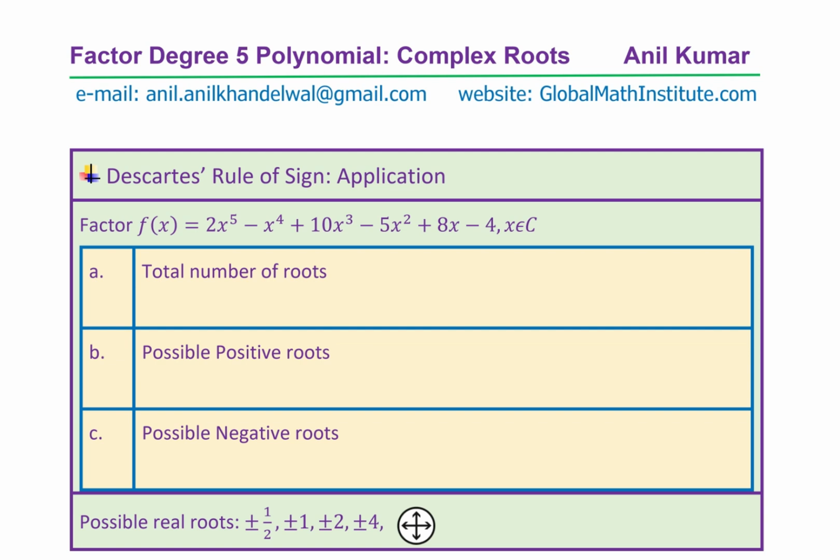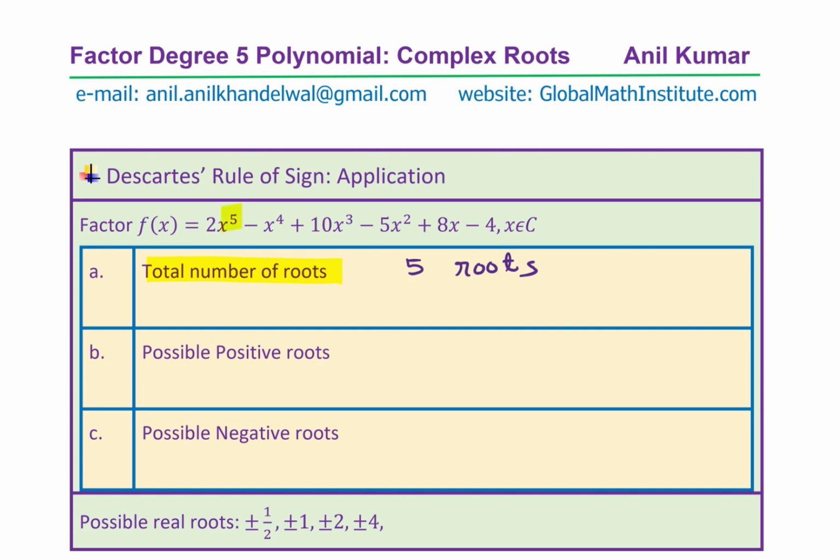Now, knowing Descartes' rule helps us to figure out from where to try, which value to try, right? That's kind of important. And that is the shortcut method which we're talking about. So here is our function, which is 2x to the power of 5 minus x to the power of 4 plus 10x cubed minus 5x squared plus 8x minus 4, where x belongs to complex numbers. Now, can you tell me the total number of roots which this polynomial can have? Well, clearly, the degree is 5, and therefore it should have 5 roots, correct? Since the degree of this polynomial is 5.